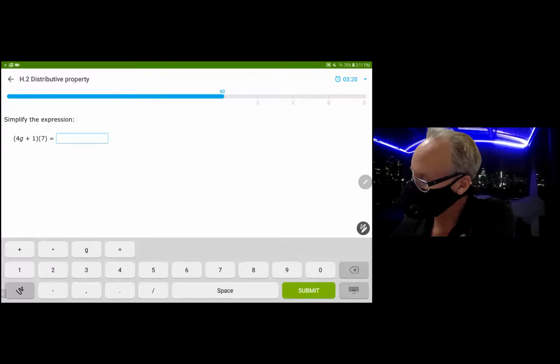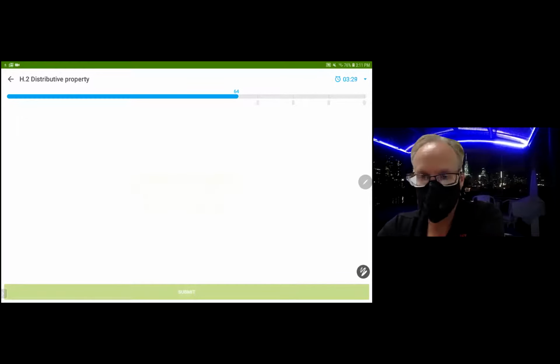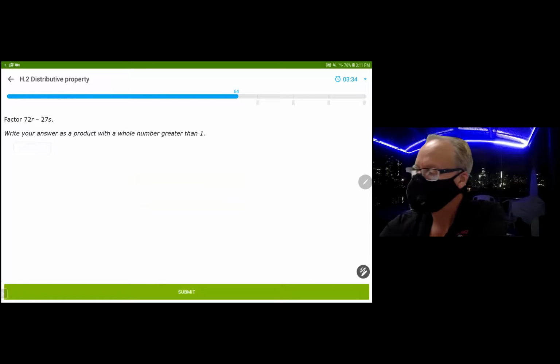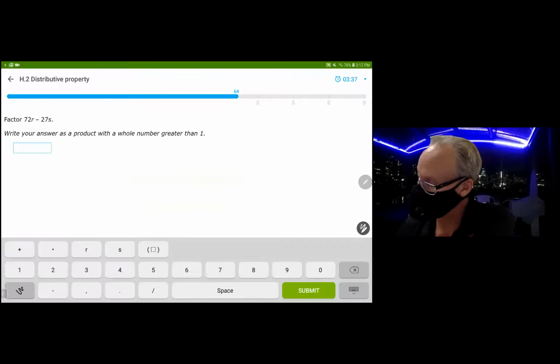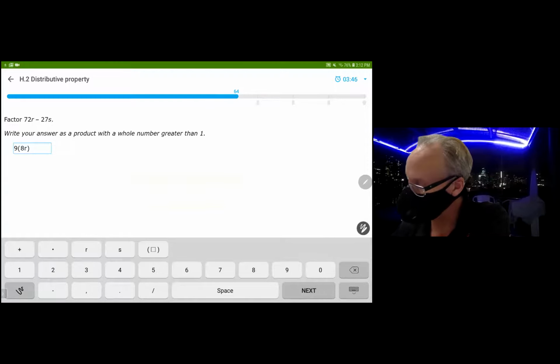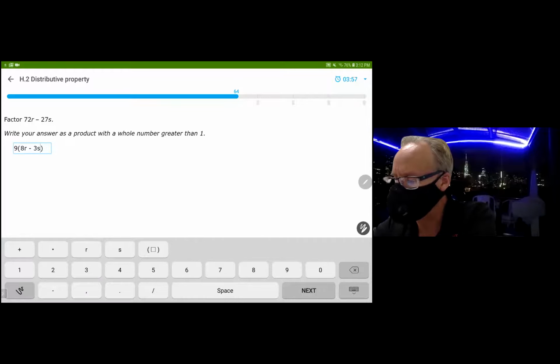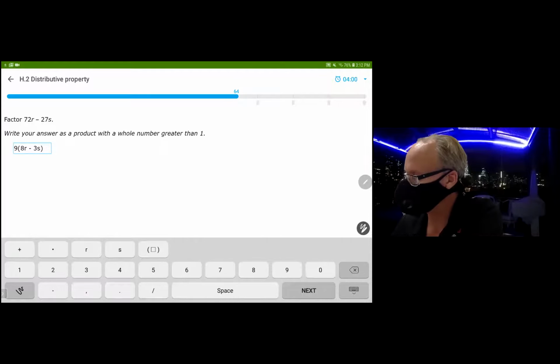It's going to be 28g plus 7, of course. I'm just multiplying both terms by the 7. It doesn't matter if it is in front or behind. This one we're going to take out the 9, it looks like, and we are going to factor out the common factor, which is 9. And we're left with inside, we have 8r minus 3s. And this time, we don't want to forget to put in the spaces. Otherwise, it'll think we're multiplying them. So 9 times 8 is 72r, and the 9 times the 3s gives us our 27s.